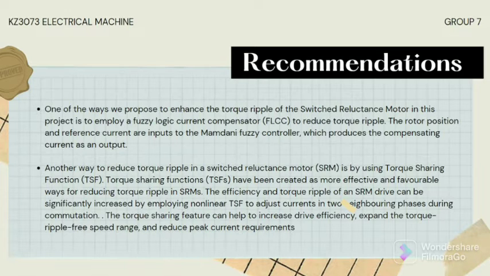The second way we propose to reduce torque ripple in a switch reluctance motor is by using the torque sharing function (TSF). TSFs have been created as a more effective and favorable way of reducing torque ripple in SRM. The efficiency and torque ripple of an SRM drive can be significantly improved by employing a nonlinear TSF to adjust current in two neighboring phases during commutation. The torque sharing function can help to increase drive efficiency, expand the torque ripple free speed range, and reduce peak current requirement.